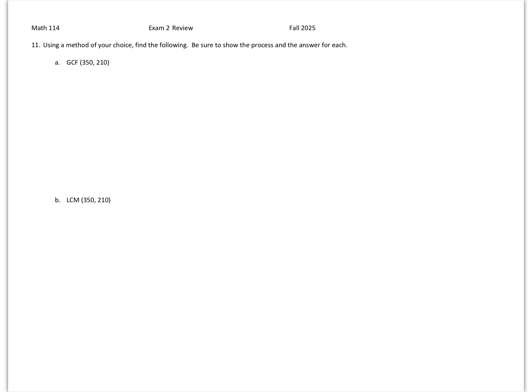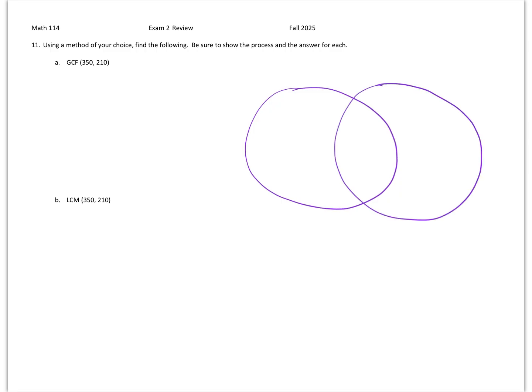Using a method of your choice, find the following: the greatest common factor and the least common multiple of 350 and 210. So I think that the easiest way to do this is with the Venn diagram. So I'm going to make a Venn diagram with the prime factorizations of 350 and 210. So I need the prime factorization of each of those numbers.